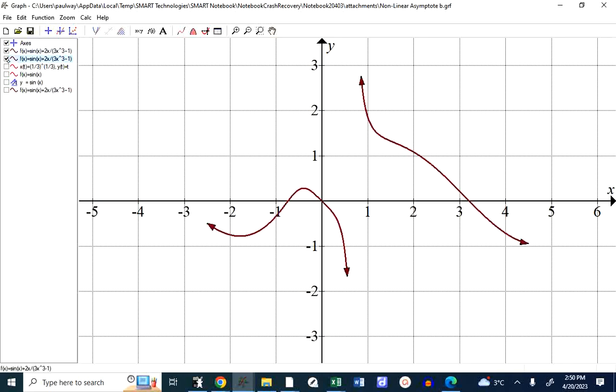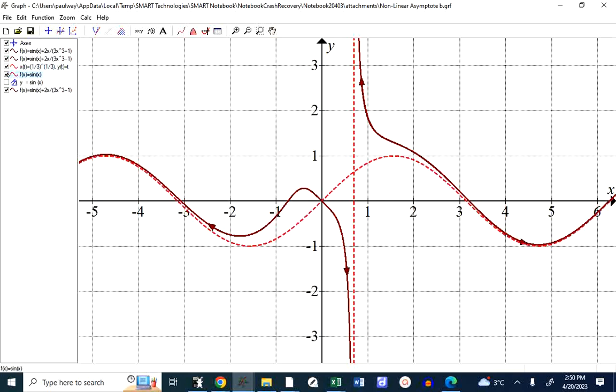So again, I've plotted this. That's the function. That's sine of x plus 2x over 3x cubed minus 1. It doesn't matter. Pretty wild looking thing. But if I were to graph the whole thing further out, that's what it looks like. And if I were to graph y equals sine of x, by the way, there's an asymptote here. That's pretty cool.